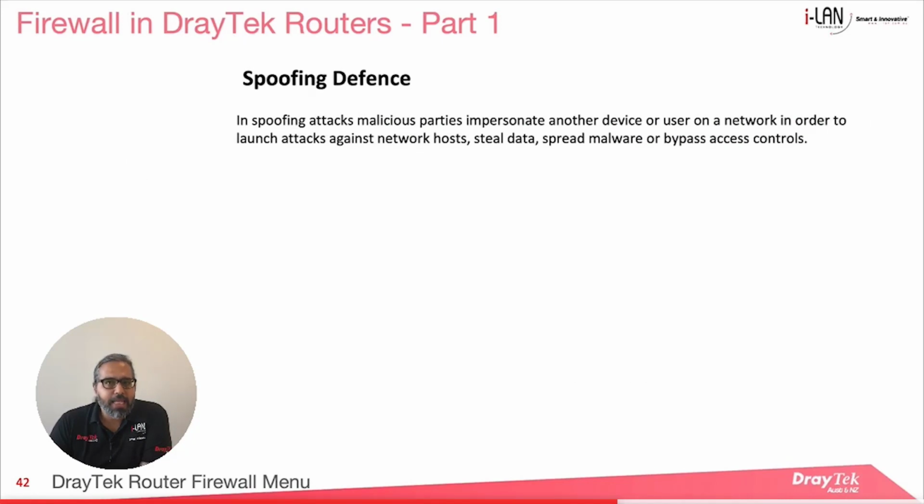A spoofing attack is when a malicious party impersonates another device or user on a network in order to launch attacks against network hosts, steal data, spread malware, or bypass access controls. The two most common methods are ARP spoofing attacks and IP address spoofing attacks.